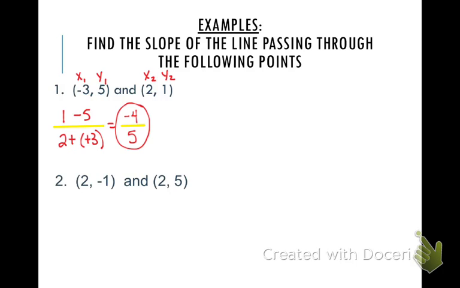What did we come up with on the second one? 6 over 0? Can you divide by 0? No. So if it's 6 over 0, then what's my slope? Do we just leave it like that? You can't divide by 0. What happens if you divide by 0? It's not 0. It's not 1. You want to throw out another number? 47? No?